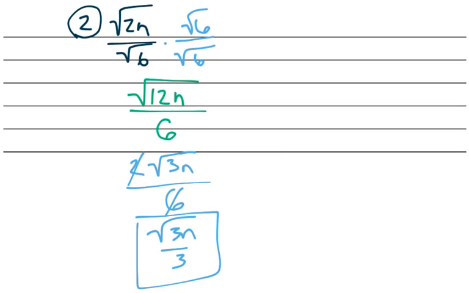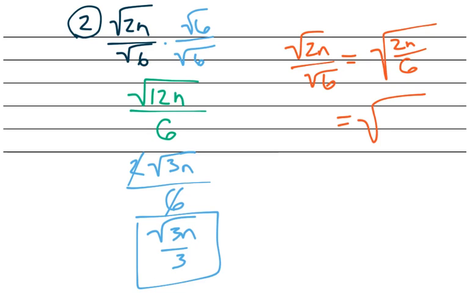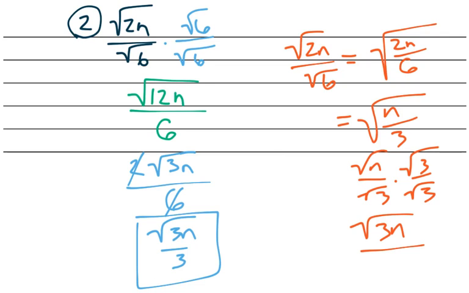Quick little side approach. Now look at this. I had square root of 2n over the square root of 6. I'm like, well, hey, I got the quotient property, don't I? So couldn't I just think of this as the square root of 2n over 6? And if I did it that way, couldn't I just say that's the square root of n over 3? And then if I wanted, break it apart and then rationalize the denominator, that's the word for what we're doing, and then I'd have square root of 3n over 3.